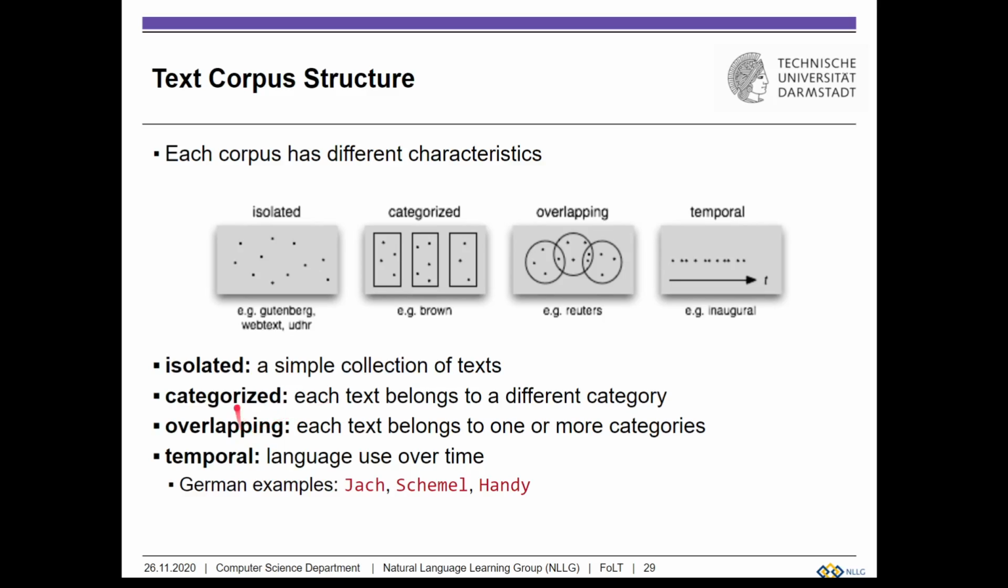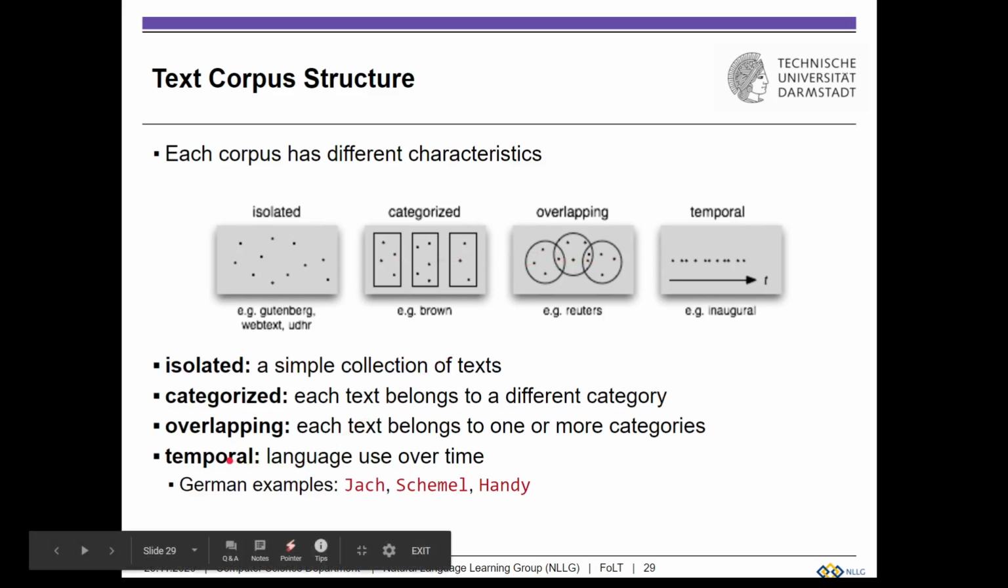But then we still distinguish between categorized and overlapping, and overlapping means that one document can belong to multiple classes. So in this case, it would belong to 2 classes, to 2 categories, while in the Brown corpus, each document only belongs to 1 class. So this is class number 1, class number 2, class number 3. Here it's non-overlapping, here it's overlapping.